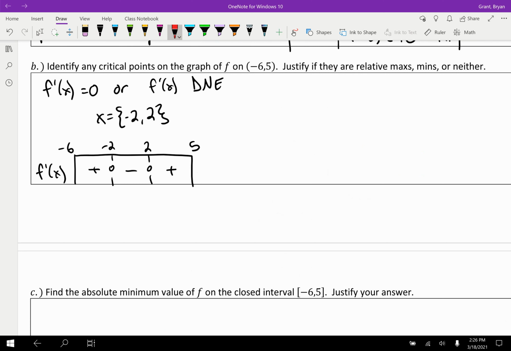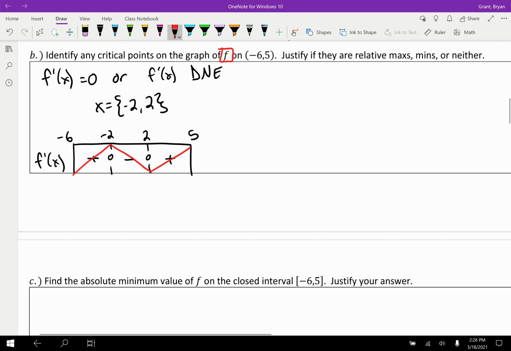I'll keep trying to use red for f prime. Sorry, I'm going to use red for f. My bad. What does this tell us about f? Well, it tells us that f is increasing, then decreasing, then increasing. That gives us a pretty nice picture of f. So let's go ahead and interpret our results.